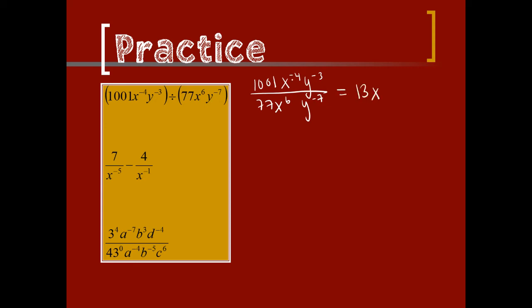X to the power of negative 4 minus 6 is negative 10. We're going to have to deal with that in a moment. Y to the power of negative 3 minus negative 7, that's like plus 7. I get 4. So I don't want to leave this negative here. I'm going to move it to 1 over x to the 10th. So I end up with 13y to the 4th over x to the 10th.